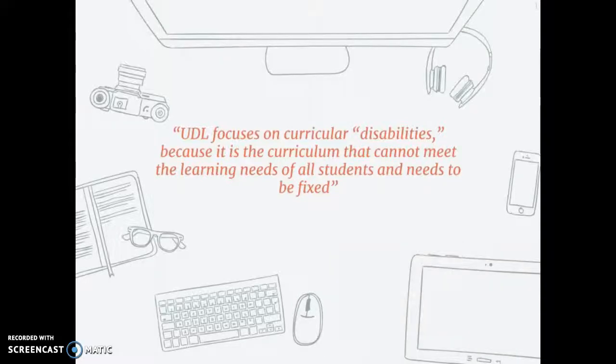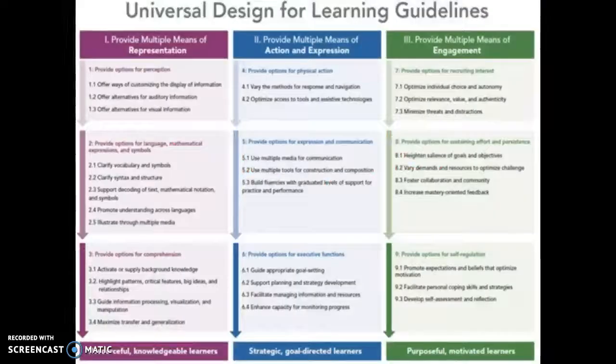Now, when we look at universal design for learning and the guidelines, you could see here across are the principles, and then the guidelines are here, and they're broken out into 9 guidelines with subheadings. Now, this is a great example of a checklist. When you're planning, creating units or lessons, you can use this as a checklist.